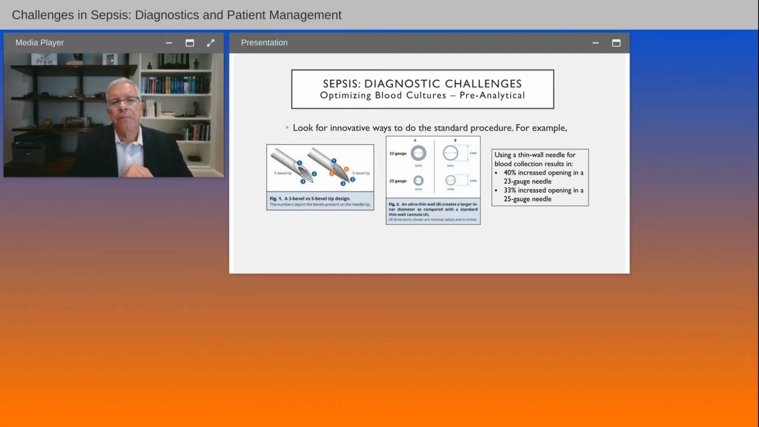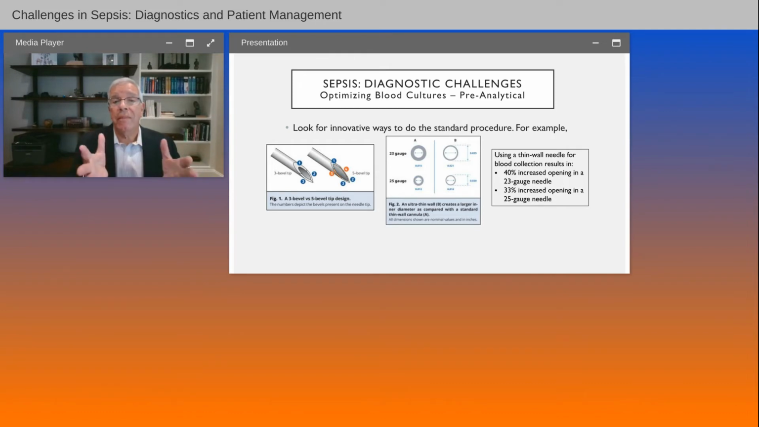I'm just using one example, and this is with the UltraTouch needle that's been developed by Becton Dickinson. And the difference between this and a regular needle is that although the outer diameter is the same for, say, this and a traditional needle, the inner diameter is much larger because it's a thinner wall. The practical aspects of this, if you look at a 23 gauge needle, there actually is a 40% increase in the size of the opening for that needle when the thin wall needle. If you looked at a 25 gauge needle, there's a 33% increase in the opening.